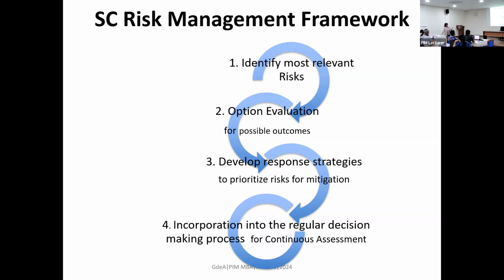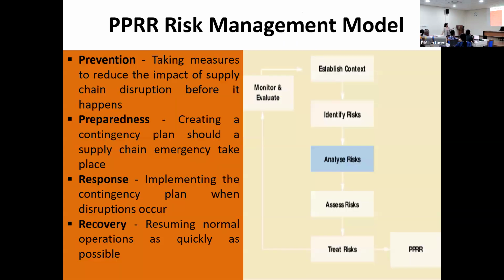Yeah. So let's look at the methodology. Again, another model. Anything that you do to manage the risk, you need to be prepared. Sorry, you need to prevent, right? You must have prevention measures. Then when something happens, you need to be prepared to activate your contingency plan. Then you need to respond and recover. Quickly come back.